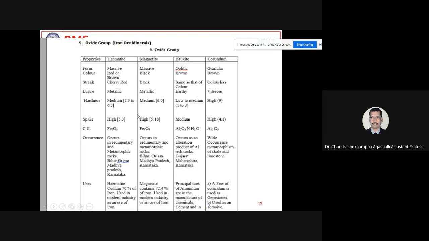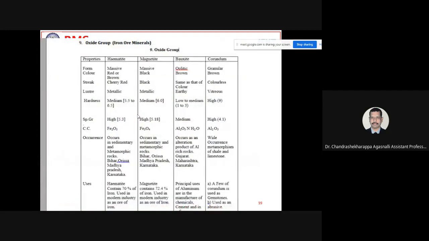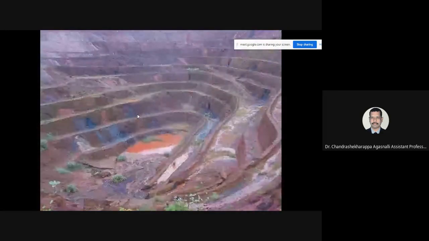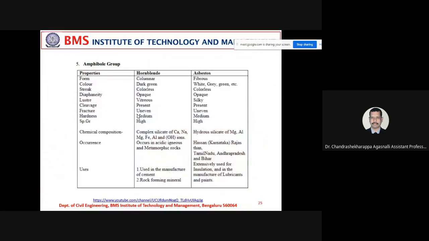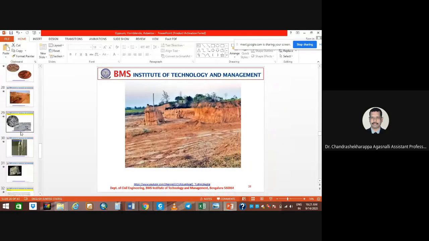Oxide group of minerals, in the sense, is exposed to the air. When lava is erupting from the subsurface, it is exposed to the air, and later it was formed. Mineralization happens, like hematite mineralization, bauxite, magnetite, corundum, quartz, or it may be asbestos, or any other minerals if you take it. Asbestos, all those things, right?